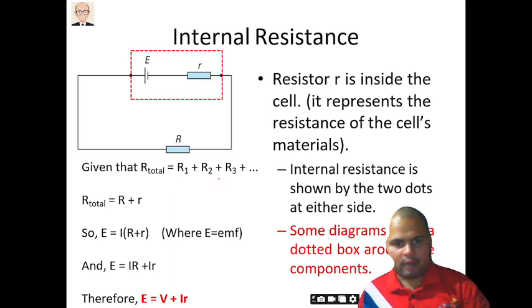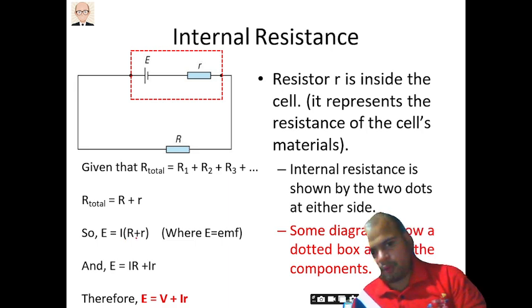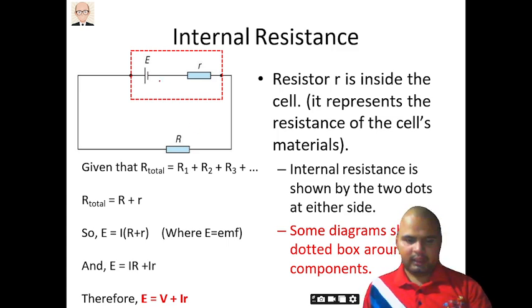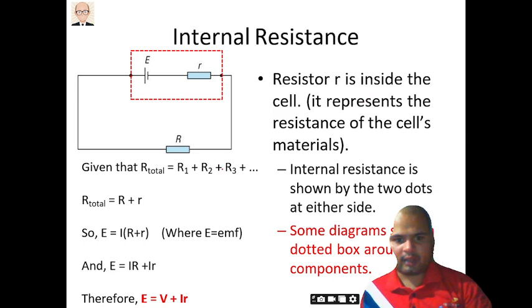So R1 plus R2, R plus R3. So R total is equal to R plus r. So E is equal to I into R plus r. Since this r is inside the particular cell and represents the resistance of the cell material, E is equal to IR plus Ir, and IR is equal to V, and Ir we can calculate.